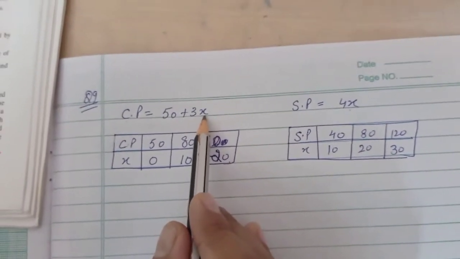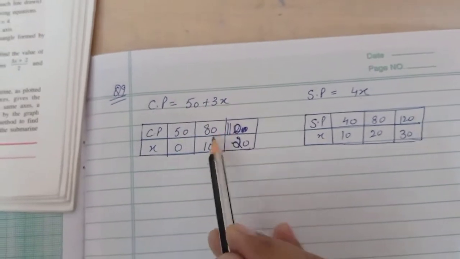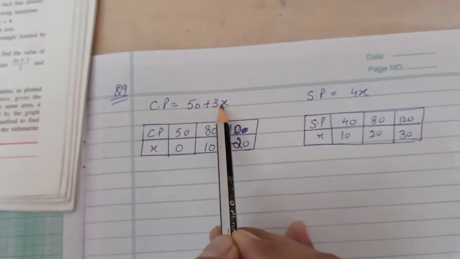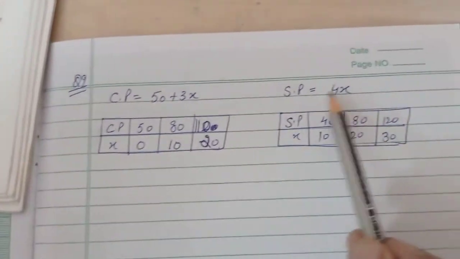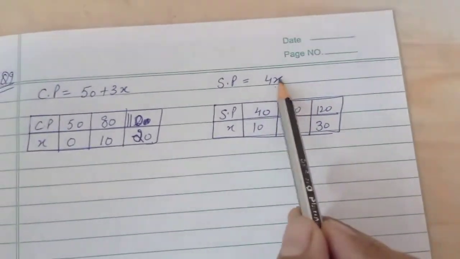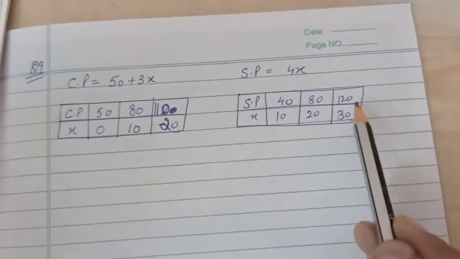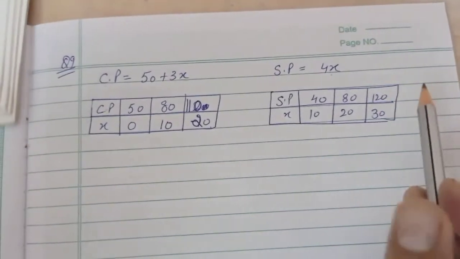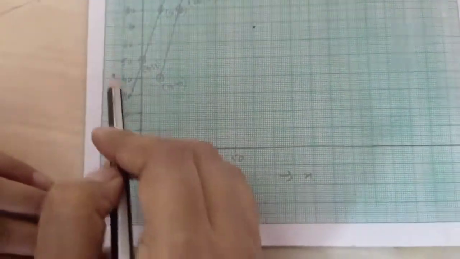So I choose the value 0. It will make it 50. If you put here 10, 10 3s are 30. 30 plus 50 is 80. If you put here 20, 20 3s are 60. 60 plus 50 is 110. Then selling price and x. If you put here 10, 10 4s are 40, 20, 4 into 20 is 80, then 30 into 4 is 120. Let's plot it on the graph. Look here now. See children, this side values of x are taken and this side CP and SP I have plotted.